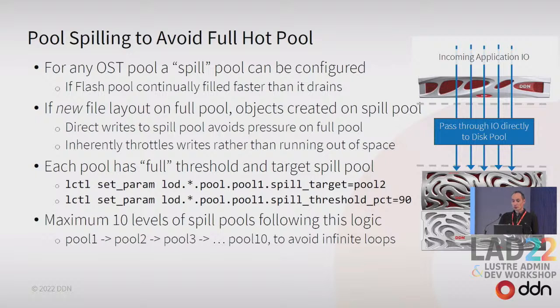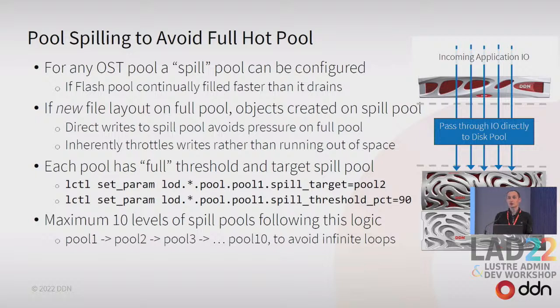The other new feature is called pool spilling. It means that for every OST pool, you can define a spill pool. The use case is if you have a flash pool that is filling up faster than it drains, then you would want to avoid creating new files on this flash pool. If you are defining PFL so that your new files are created on the flash pool, and then this flash pool becomes full, then you would get space errors for applications that are trying to create new files. So the spill pool mechanism avoids this problem by detecting that the initial pool is full, and then automatically and directly creating the new file on the spill pool. So it releases pressure on the full pool, and at the same time, it throttles down write speed, but this is to avoid running out of space, obviously.